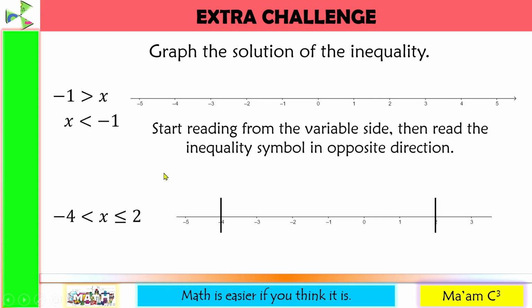We'll start at negative 1. Since this is only less than, we're going to use unshaded circle. The inequality now is pointing us to the left, so we're going to the left.